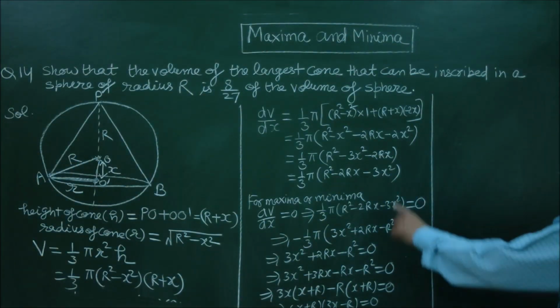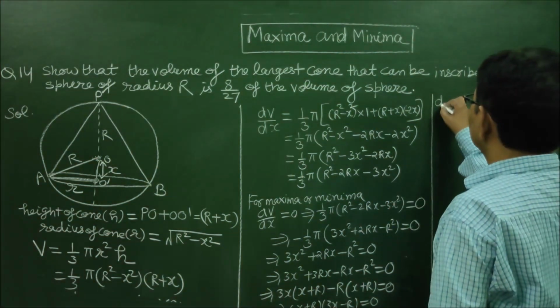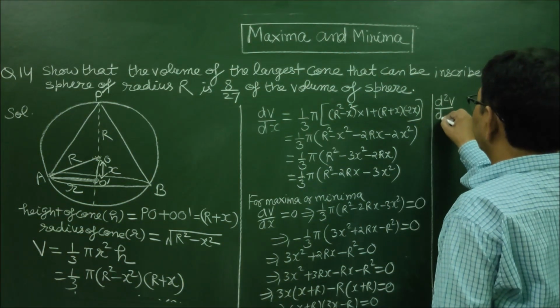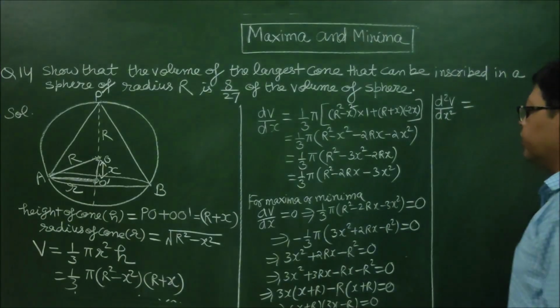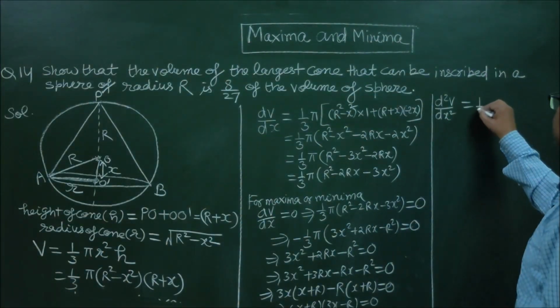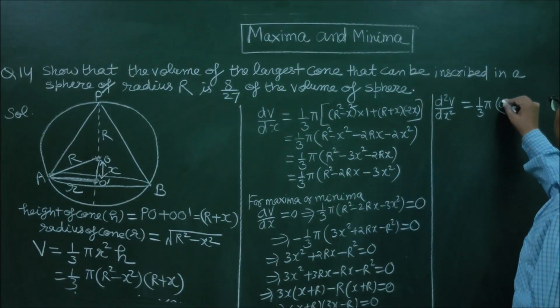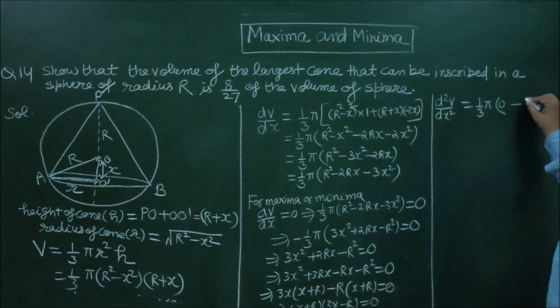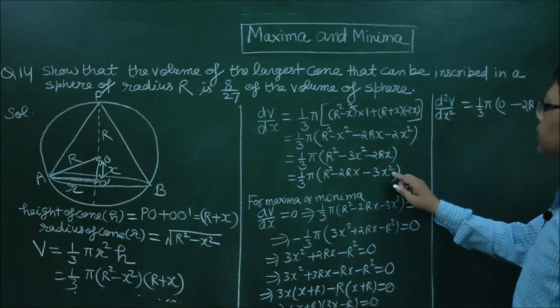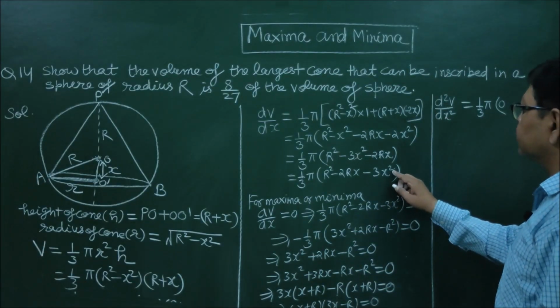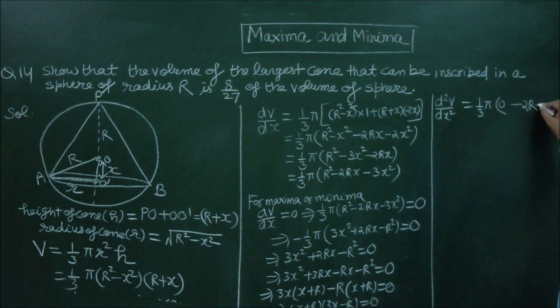Now let us find the second derivative, d square v over dx square, which is equal to 1 upon 3 pi, derivative of r square is 0, minus 2rx is minus 2r, and minus 3x square means derivative of x square is 2x, so minus 6x.